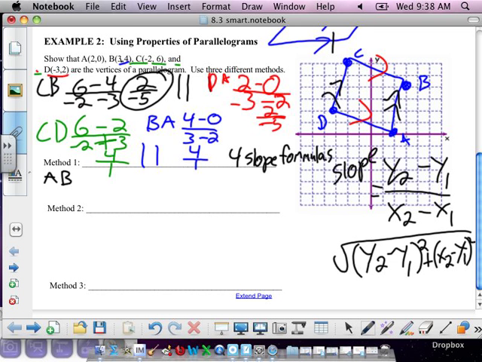So I'm doing the square root of 4 minus 0 squared plus the x's are 3 minus 2 squared. So I get approximately 4.12. Okay? So that's A to B. So now I'm going to find B to C.